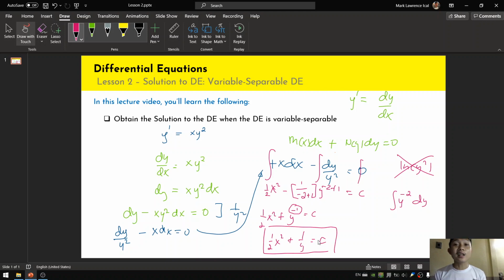Yay! So madali lang, diba? So madali lang ang variable separable. Now, again, kung hindi mo ma-separate yung x and y, that's already, obviously, that's going to be the second one, which is homogeneous. And that's going to be for the next video.